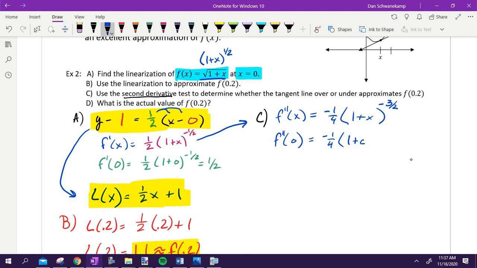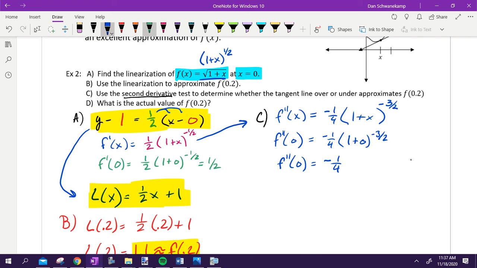So I'm going to plug in 0. 1 plus 0 is 1, to the negative 3/2 is still 1, times negative 1/4. What is true about f double prime at 0? Is it positive or is it negative? It's negative. So if it's negative, that means I'm concave what? Down. Draw a picture on your paper of any graph that is concave down.